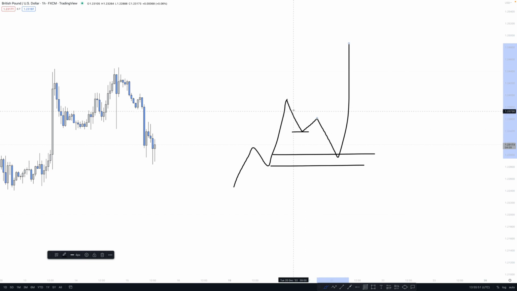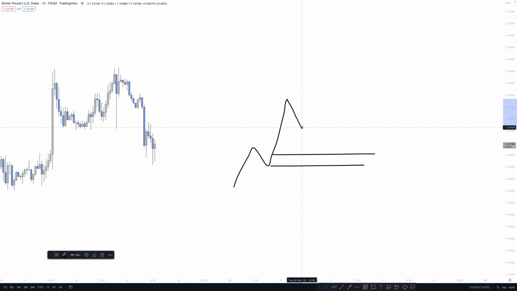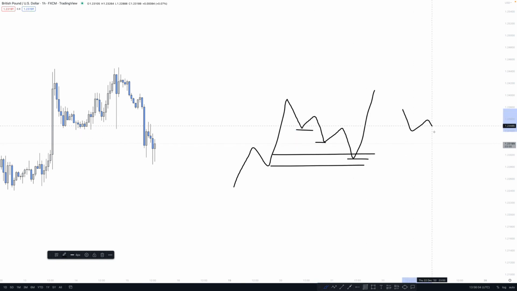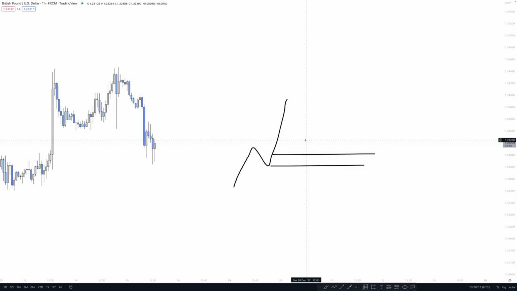This is high probability. When you have one impulse, retrace, second impulse, this is high probability. Or 1, 2, 3. So 1, 2 or 1, 2, 3 is high probability for GBPUSD when you're trading it. This is the kind of pullback that you want to see on GBPUSD.